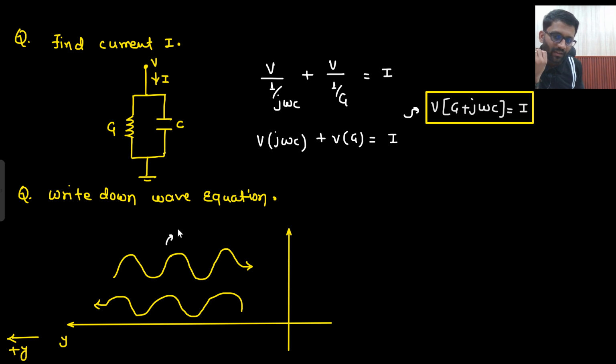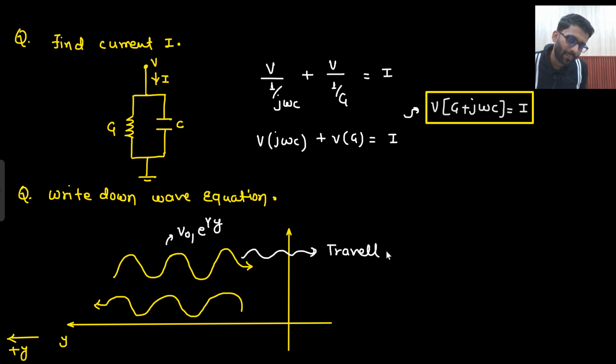The equation will be V01 e to the power, I am assuming that the amplitude associated with this wave is V01. So V01 e to the power gamma y, plus gamma y or minus gamma y? Plus gamma y. Why is that so? Because it is traveling in negative y direction. And this is traveling in positive y direction.